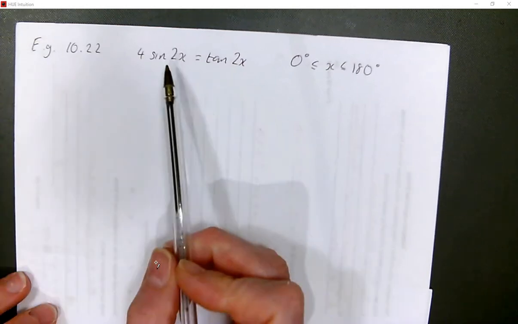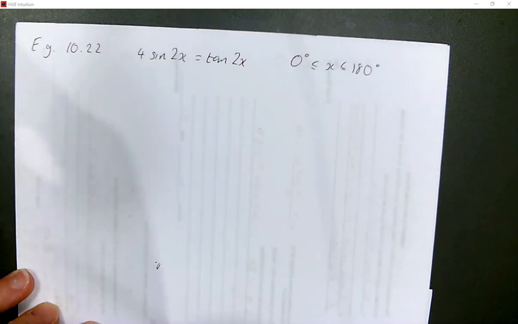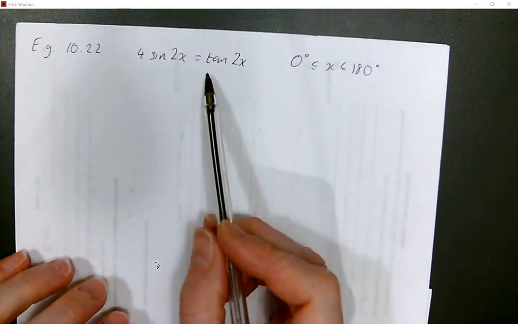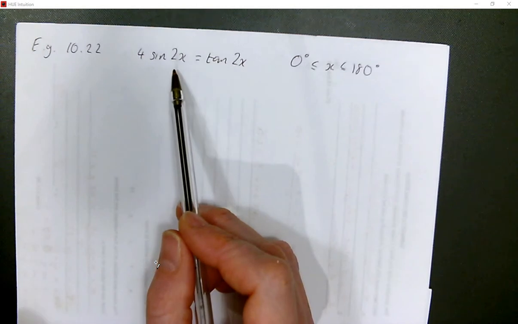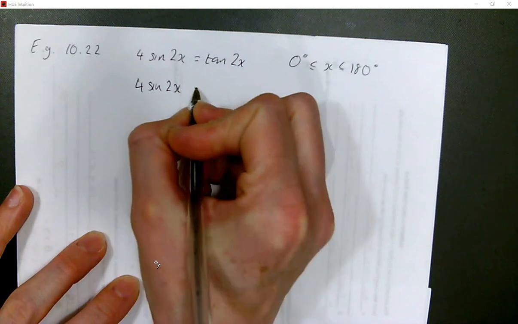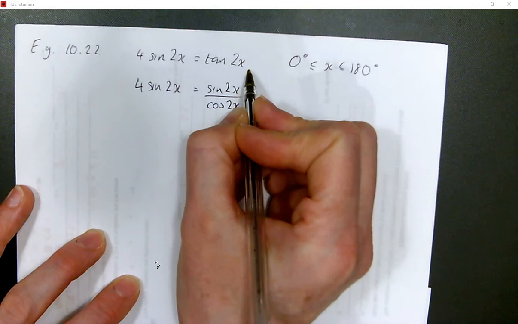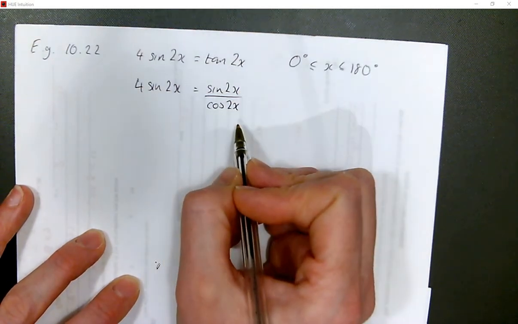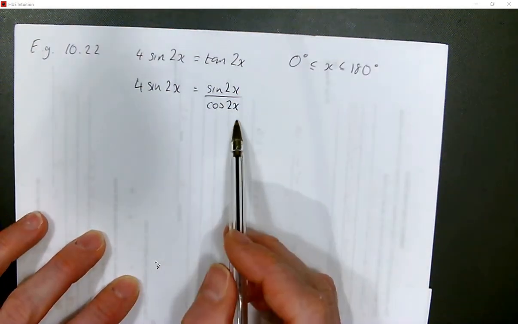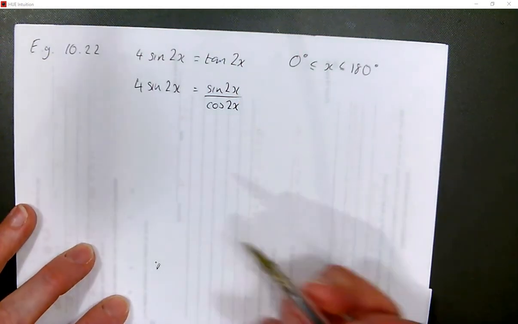Right, again, we've got something with sine and tan, which makes things a little bit trickier. And in fact, this time, we're going to do the opposite. Whenever you see a tan and another trig function, you can replace the tan with sine over cos. Because it's tan 2x, it's sine 2x over cos 2x. Now we have a fraction. We don't like fractions when we're solving, so we're going to multiply through by cos 2x.